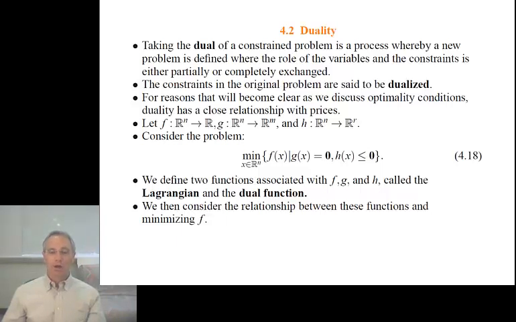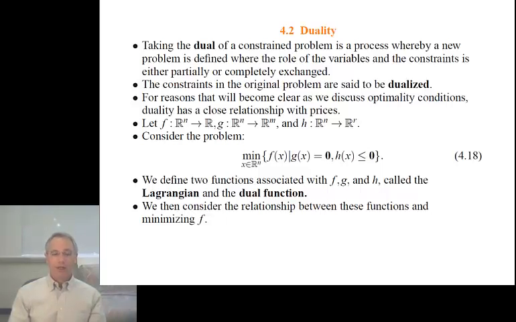Taking the dual of a constrained problem is a process where a new problem is created. It transforms the problem, and in that new problem, the dual problem, the role of the variables and constraints is either partially or completely exchanged compared to the original problem. We say that the constraints in the original problem are dualized. For reasons that will become clearer, duality has a very close relationship with prices, market prices.